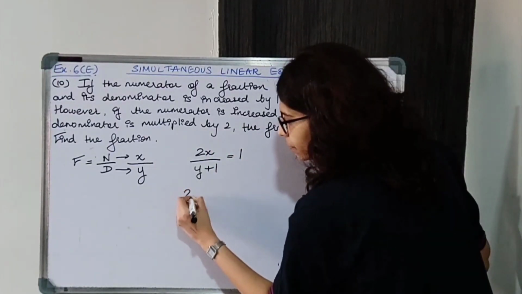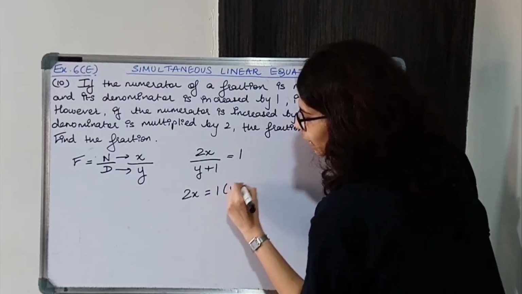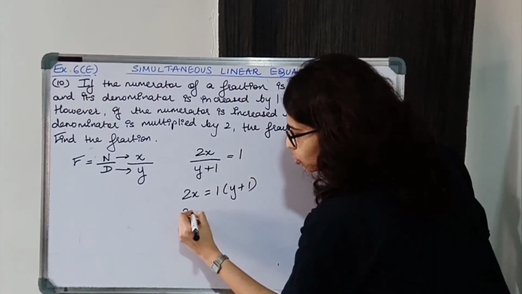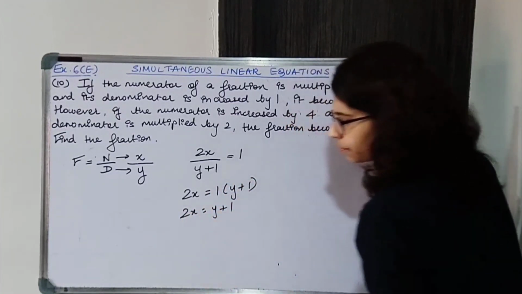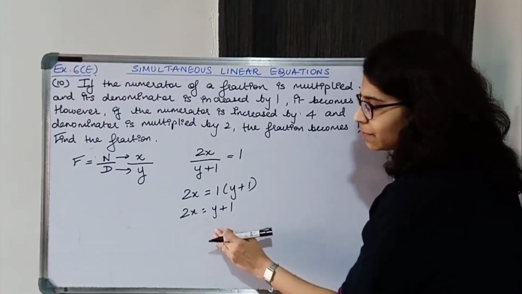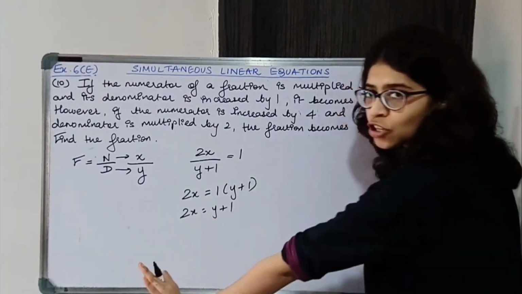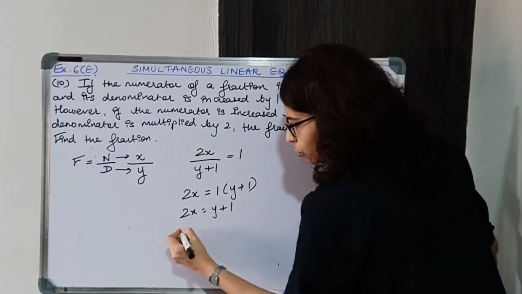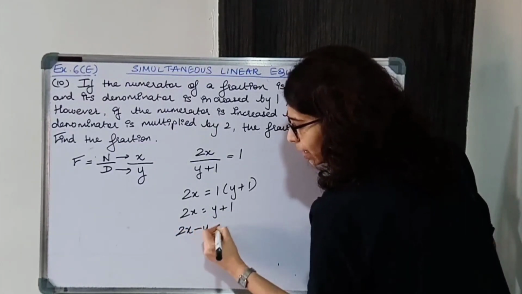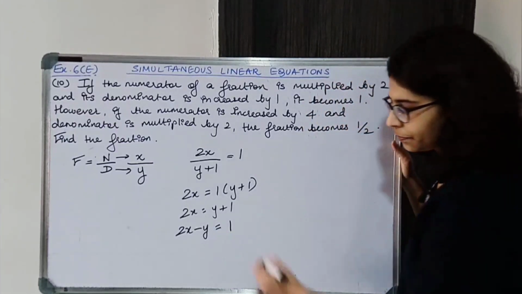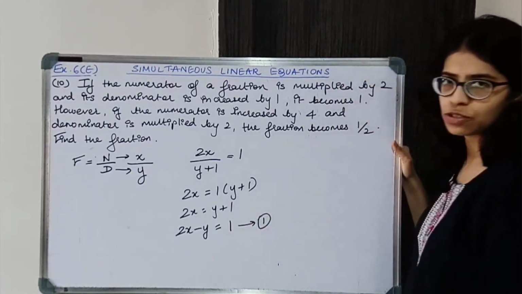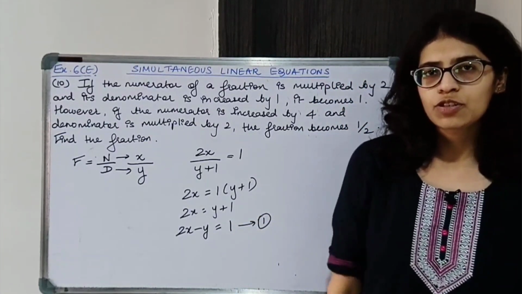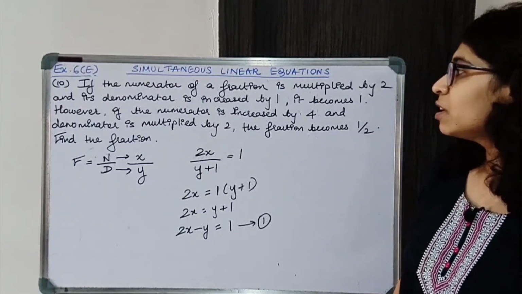So 2x is equal to 1 into y plus 1, that is 2x is equal to y plus 1. We'll keep x and y wala variables in LHS and the number in RHS. Okay, so 2x minus y is equal to 1. This gave us one equation. We need one more equation. So let's check the other condition.